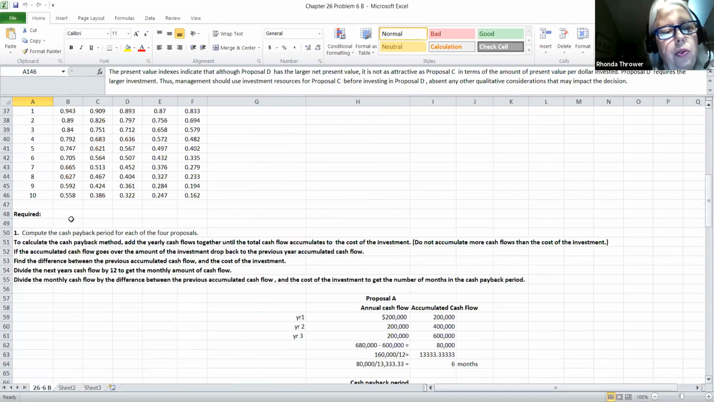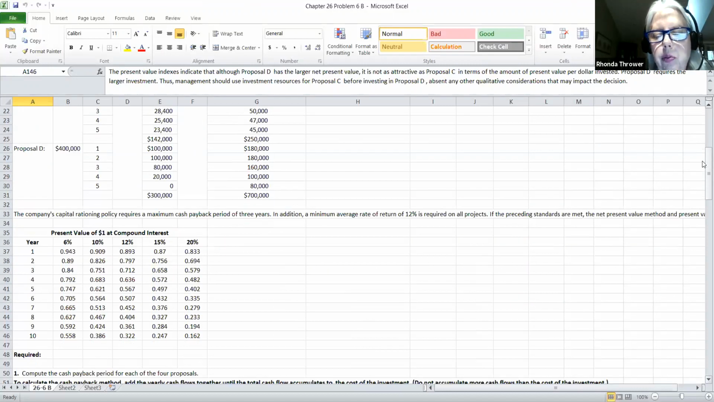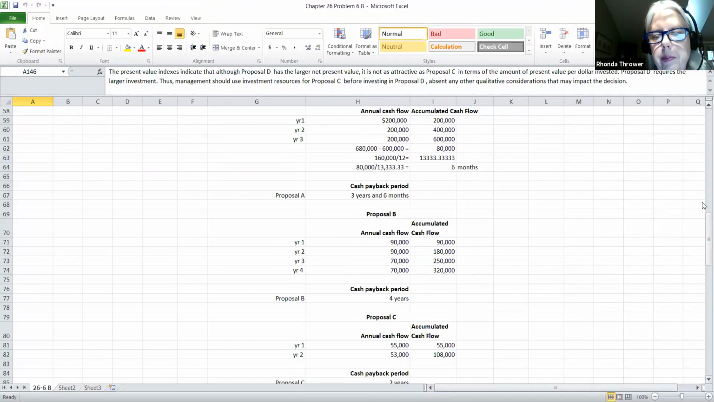For proposal C, the initial amount of the investment was $108,000. We're expecting $55,000 in cash flows from year 1. So year 1, excuse me, let me get on the right one. Year 1, $55,000 will give you an accumulated cash flow of $55,000.